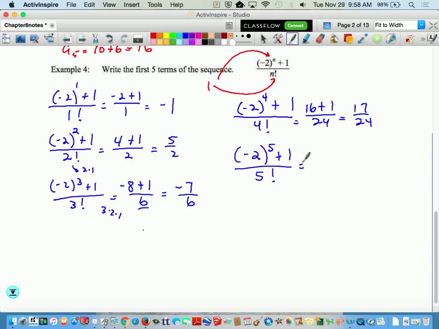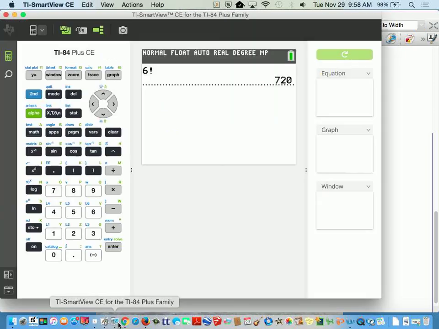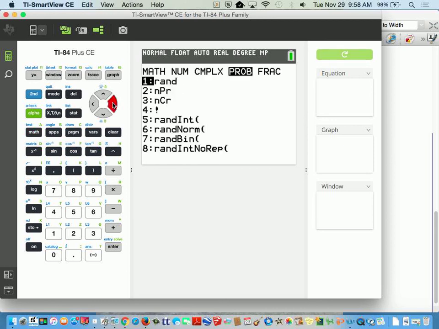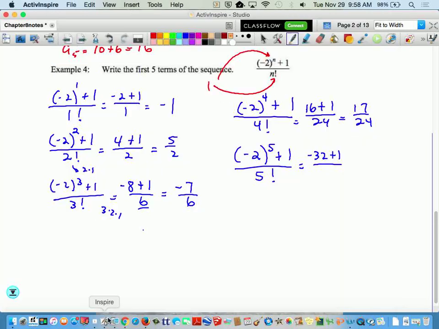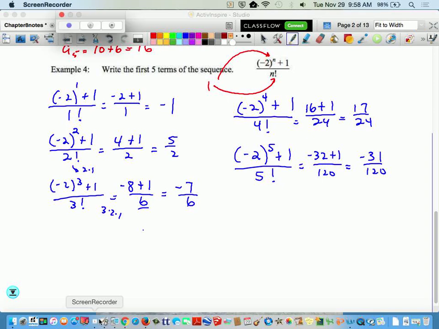So negative 2 to the 5th is negative 32 plus 1. Now as the numbers get bigger, or you just want to use a calculator, remember, type in 5, go to math, slide over to the probability menu, get number 4, which is the exclamation point, and you get your 120. Or again, take your 24 times 5. So this would be 120 on the bottom, and what you end up with is negative 31 over 120. So there are your first 5 terms. Look them over, see if you have any questions.